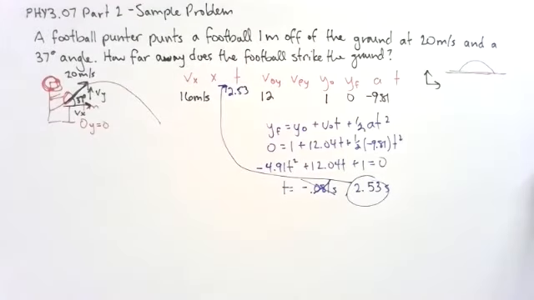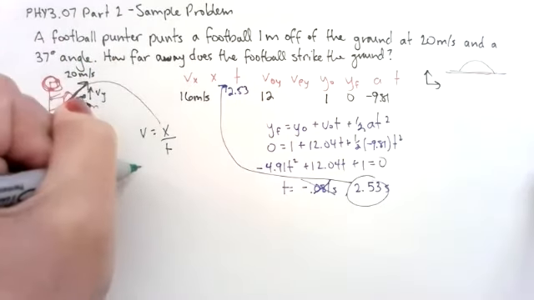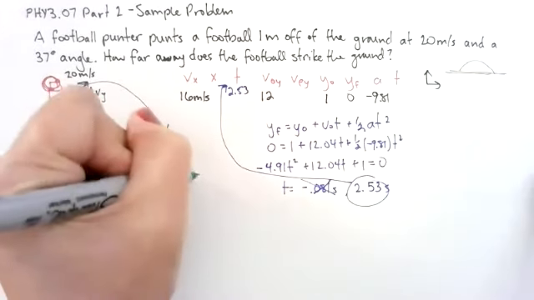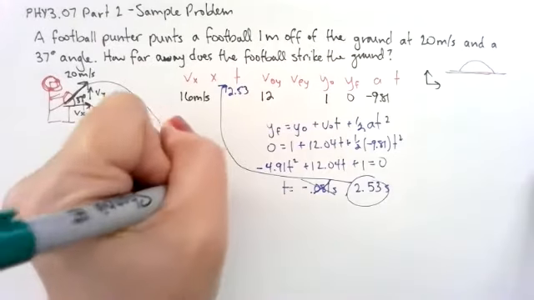I know that my velocity is distance divided by time. So I'm going to have 16 is x over 2.53. And when I solve, I find out that my displacement is 40.5 meters.